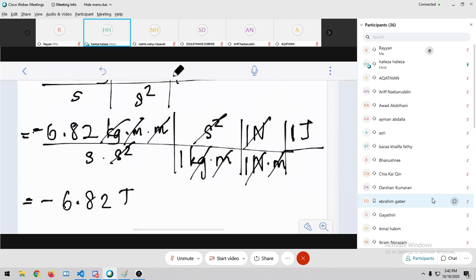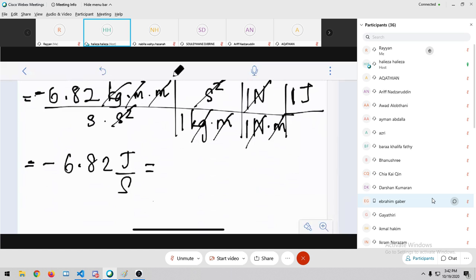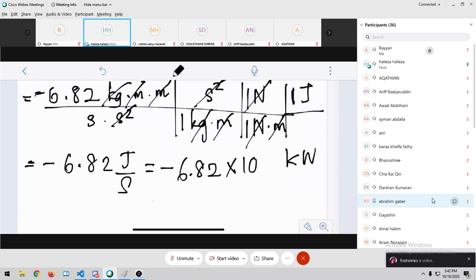Joules per second. Now I wanted it to be in kilojoules. This is watt. I wanted it to be kilowatt. So 6.82 times 10 to the power of what, in order to get kilowatt? Anybody? -3. Thank you.